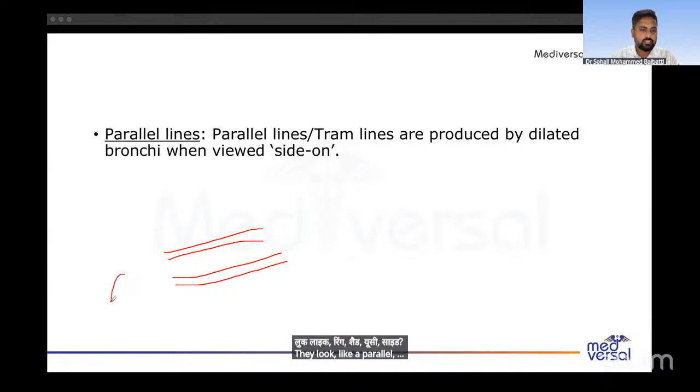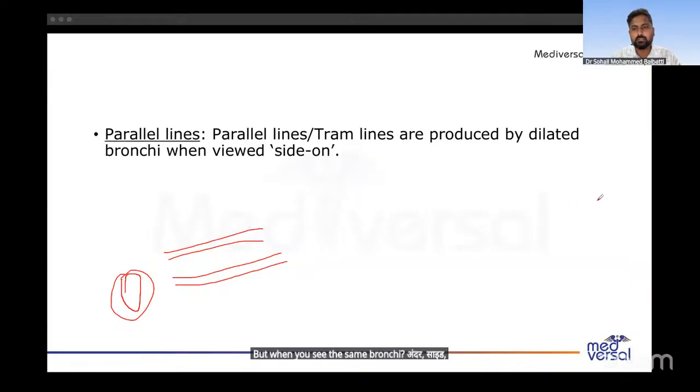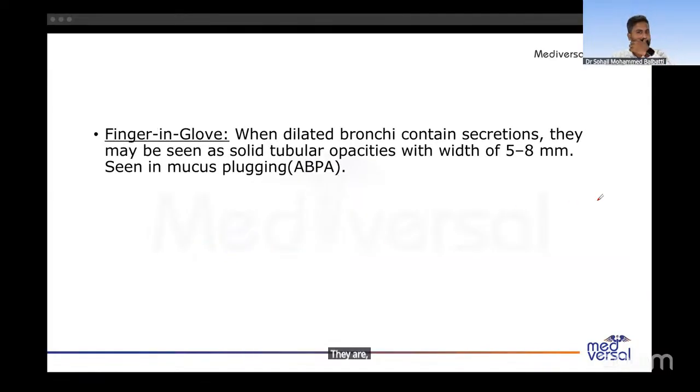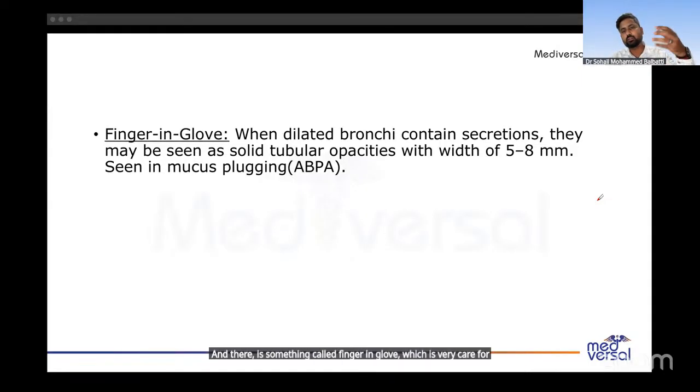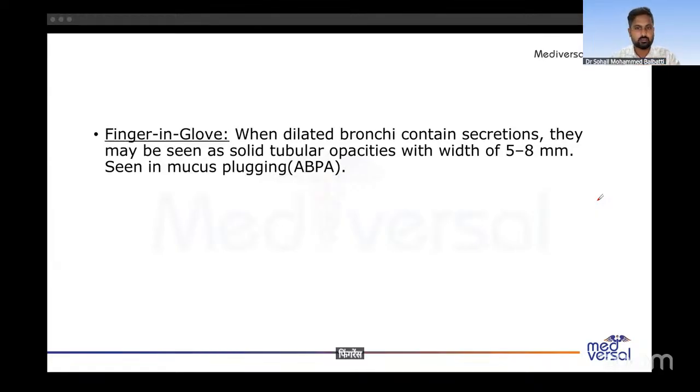Okay, when you see bronchi as an end-on view, they look like ring shadows. But when you see the same bronchi side-on, it looks like parallel lines. They are dilated bronchi. And there is something called finger in glove, which is very characteristic of mucus plugging. The mucus will plug the airway, and that looks like a finger in glove appearance. I'll show you the images in a subsequent slide.